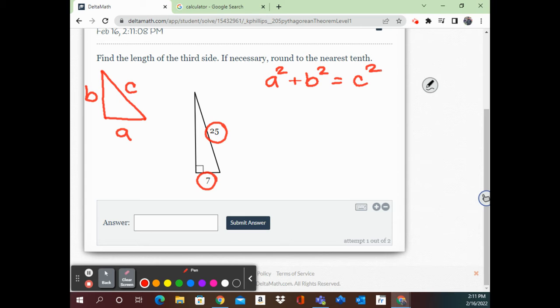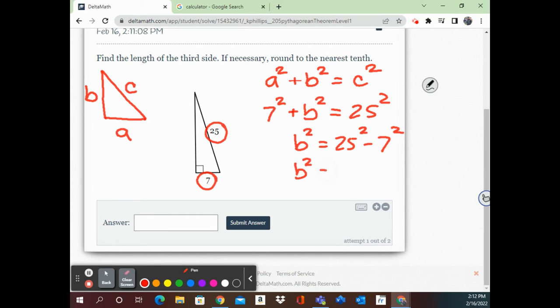Well, I also know that B is missing here. So I'm going to fill in the information that I do have. I have A squared, I do not have B squared, and I have C squared. Well, I want to solve for B, right? So I'm going to end up having B squared be equal to 25 squared minus 7 squared. The reason why we do minus 7 is because in order to get B by itself, we have to subtract 7 squared from both sides.